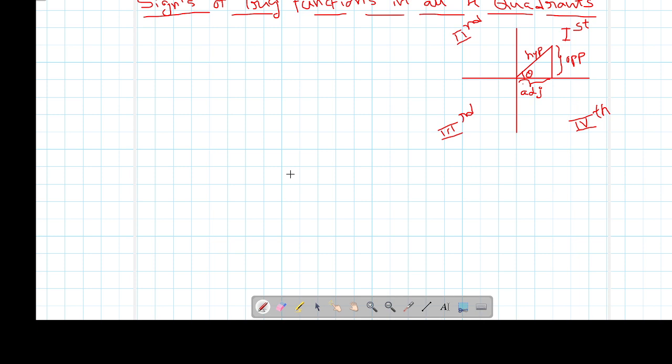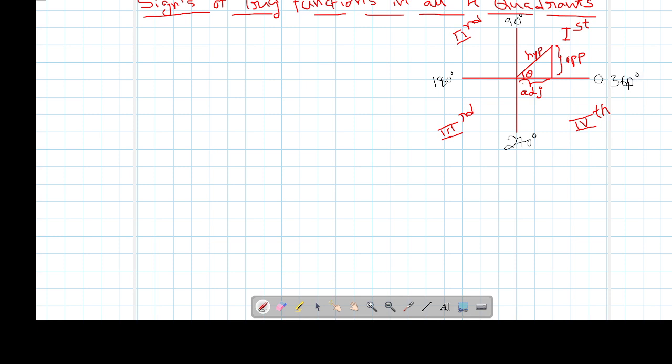The first quadrant will be from 0 degree to 90 degree, correct? And the second quadrant is from 90 degree to 180 degree. And the third quadrant will be from 180 degree to 270 degree. And the fourth quadrant is from 270 degree to 360 degree, or 0 degree, you can say.